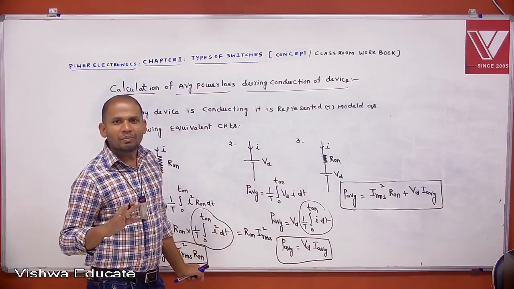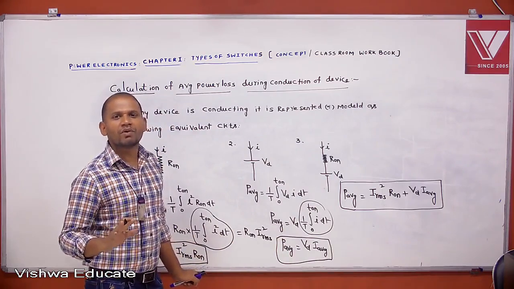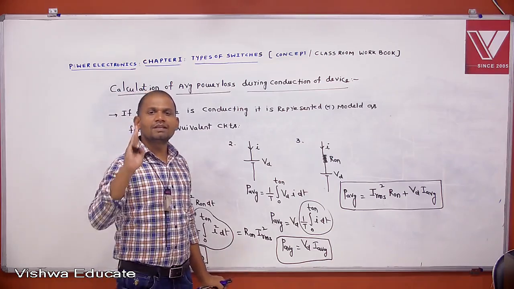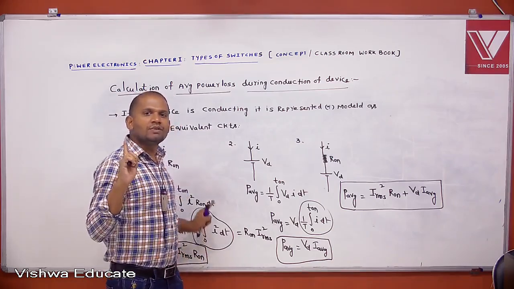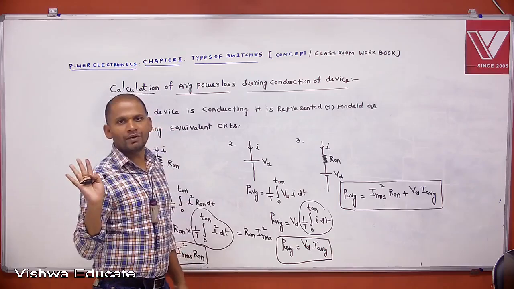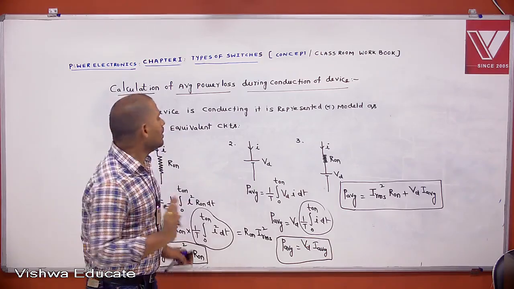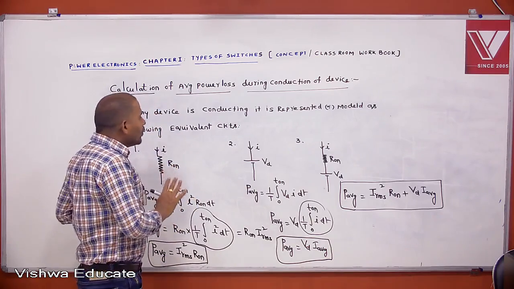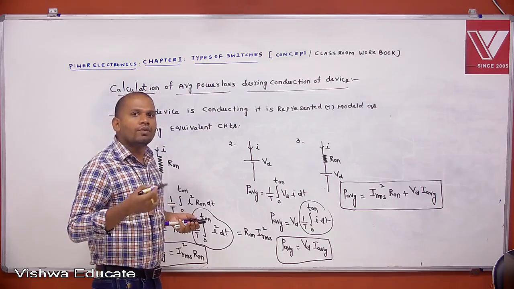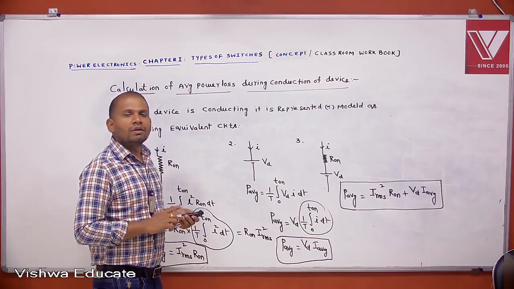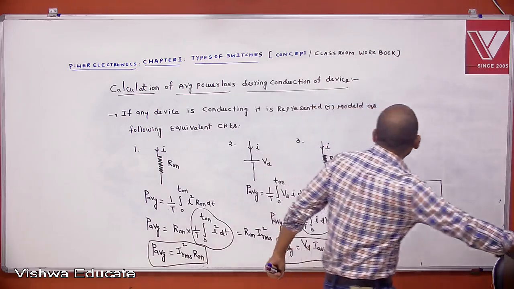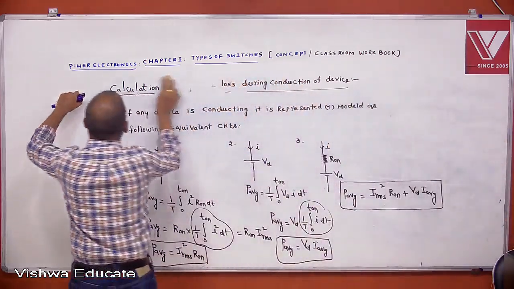Okay. This knowledge is important to calculate the average power loss in any power semiconductor device during the conduction state. These are three important observations: if it is only resistance, if it is only voltage drop, or a combination, how to calculate the average power loss. Understood? Okay. Now, with this knowledge, we go for different models of questions already framed in various competitive exams. This knowledge is important to solve those questions. Now go for different models of questions in different topics.